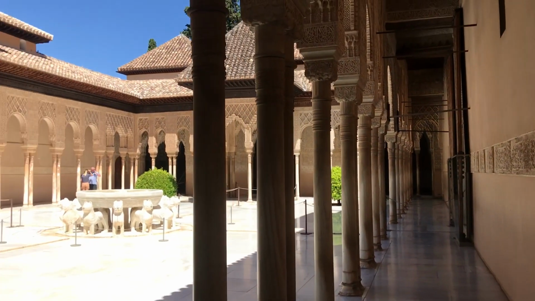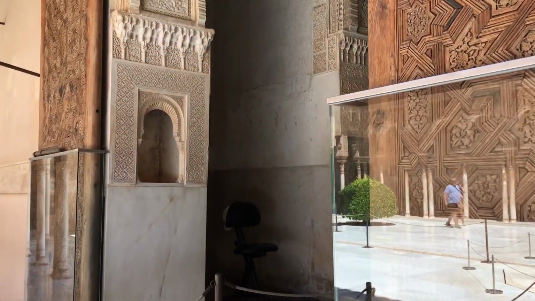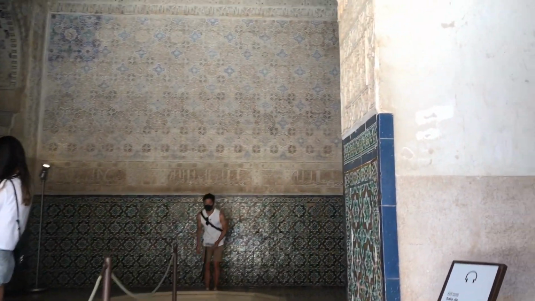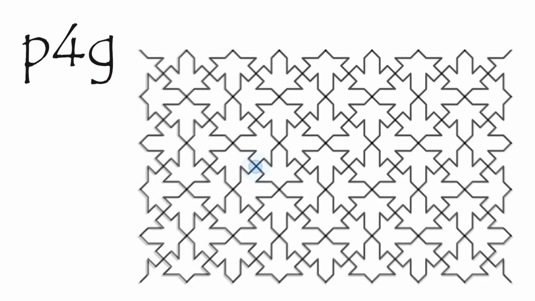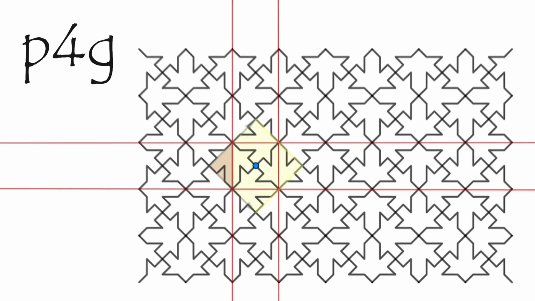Surrounding the Court of the Lions, we first enter the Hall of the Abencerrajes. If we look to both sides and upwards, we see examples of P4G, one of the most difficult groups to find in the current tour of the Nasrid palaces. In its geometrical analysis, we have the centers of rotation of order 4 in blue and the axes of symmetry in red.